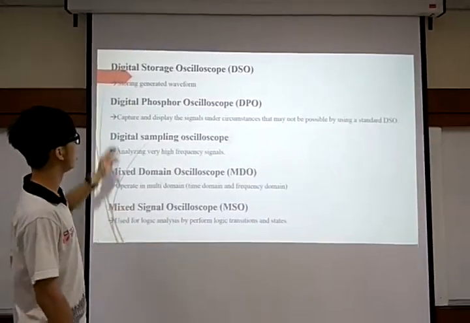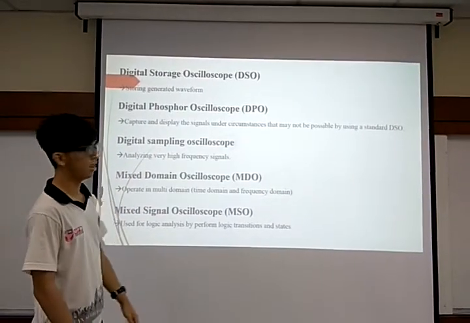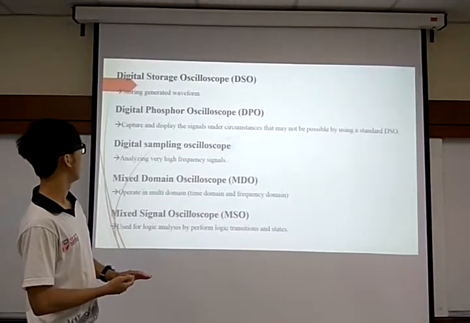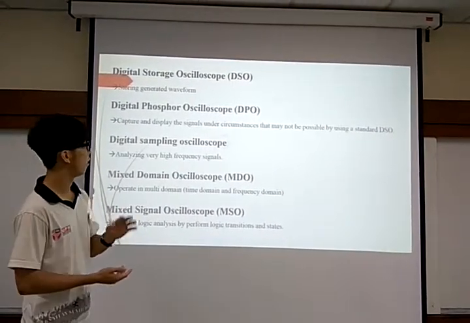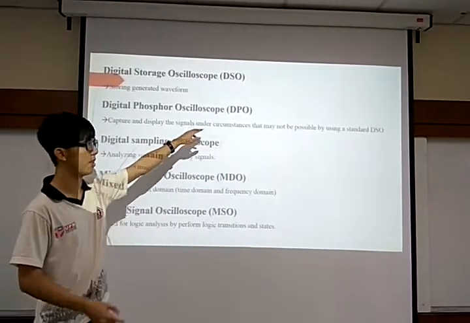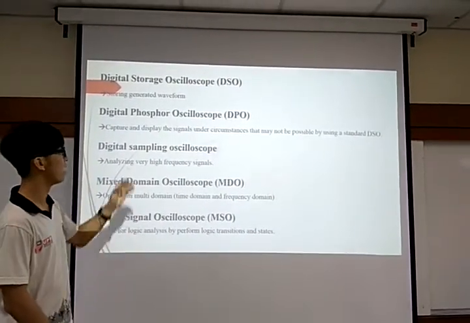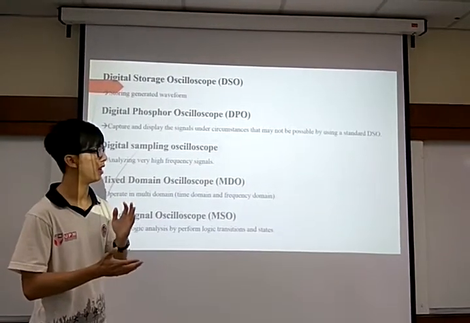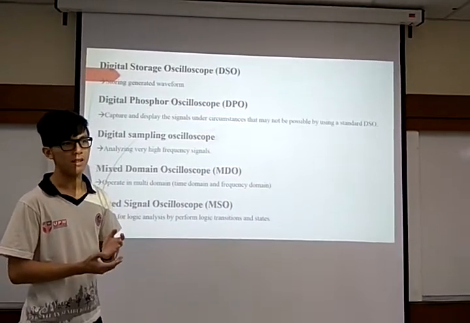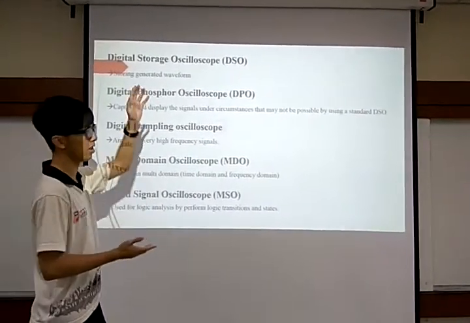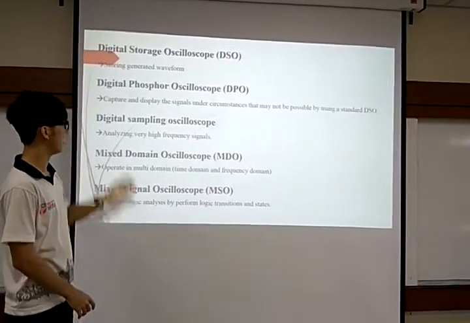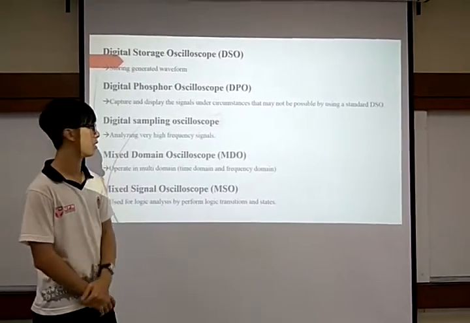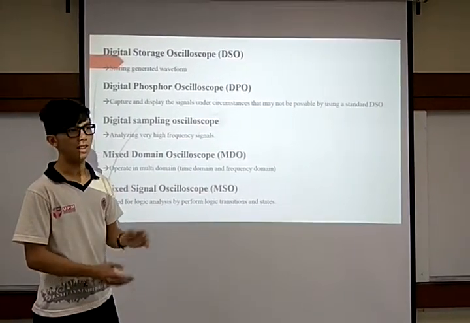The first one, the digital storage oscilloscope, has the ability to store the generated waveform. The second is known as the digital phosphor oscilloscope, or DPO for short. It captures and displays signals under circumstances that may not be possible with a standard DSO, which means it is an improved version of the DSO. The third type is the digital sampling oscilloscope, which can analyze a signal with a very high frequency, higher than the sampling frequency.